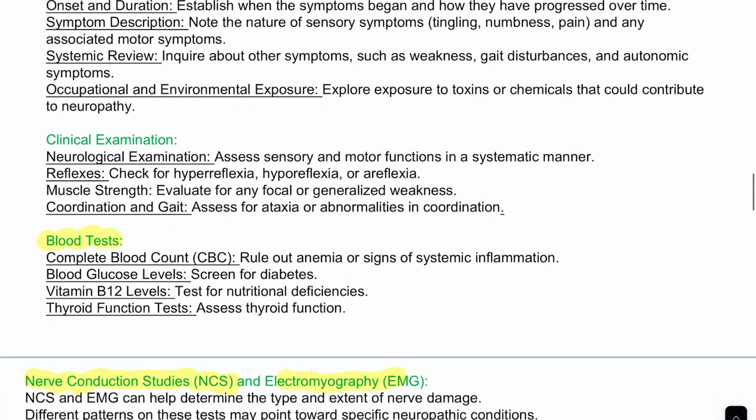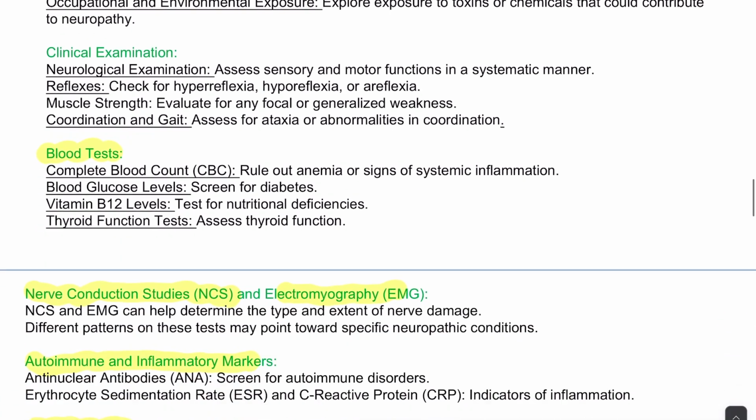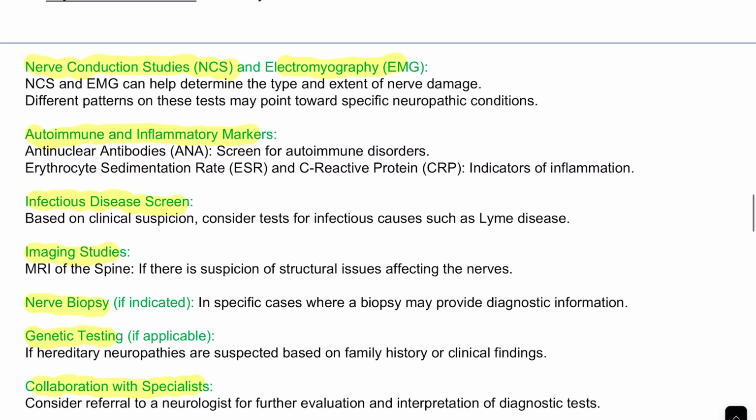So this should be our approach: detailed history, clinical examination, and then followed by some investigations. Again, depending on what cause you are thinking about, you're going to proceed further and mention the appropriate investigation plan you have, considering the cause of the peripheral neuropathy.